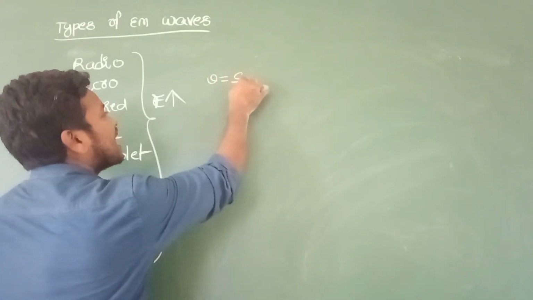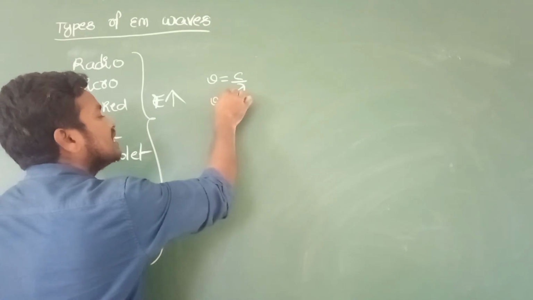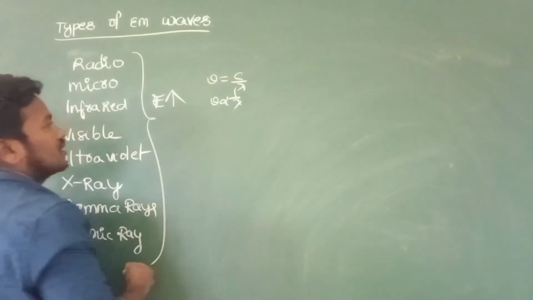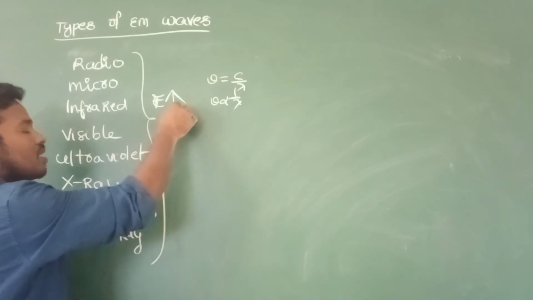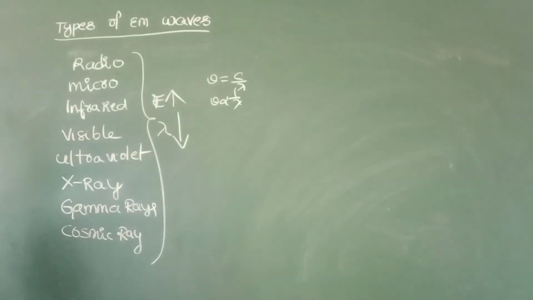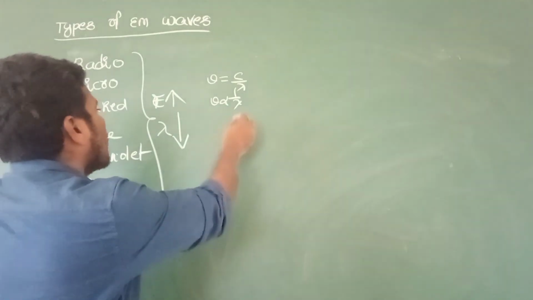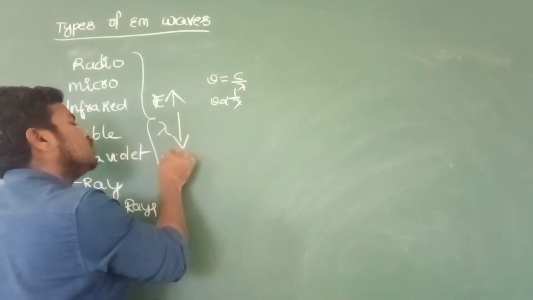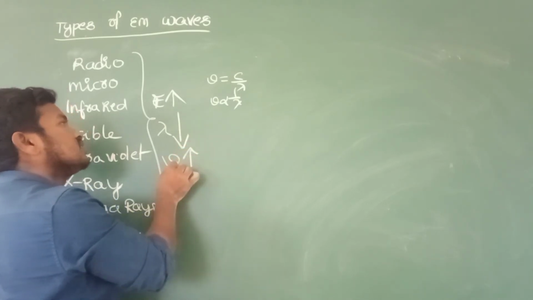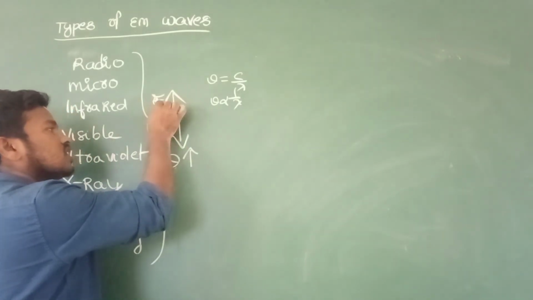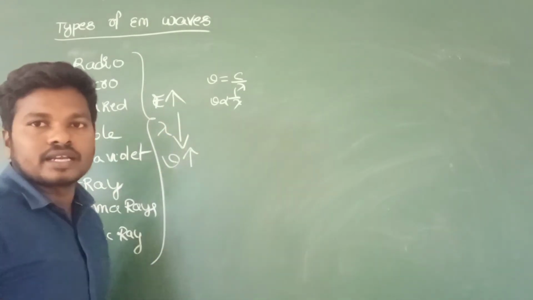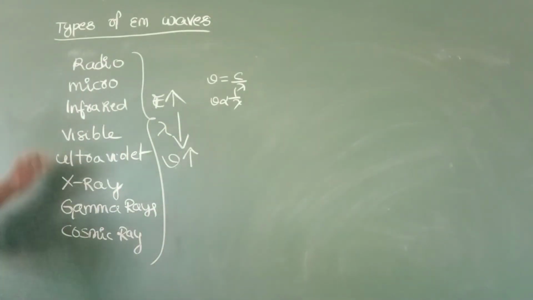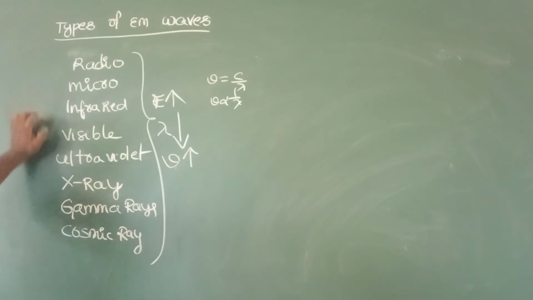C by lambda, that is, mu is proportional to 1 by lambda. So here you can understand that lambda is decreasing, the wavelength is decreasing, and the energy is increasing. Automatically, by using this formula, you can write that mu is also increasing. Frequency is increasing, energy is also increasing, and lambda is decreasing. This chart you have to understand: radio waves, microwaves, infrared, visible, ultraviolet, X-rays, gamma rays and cosmic rays.